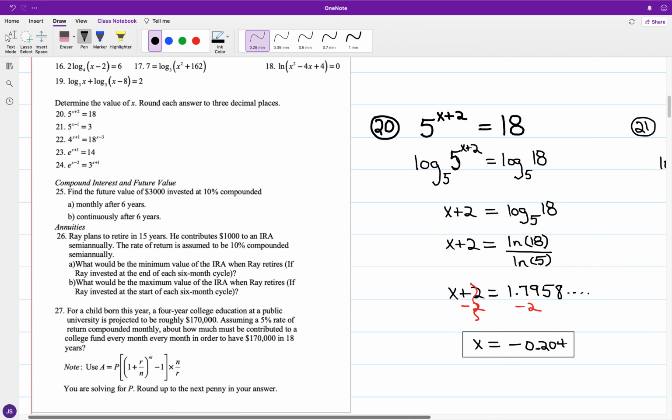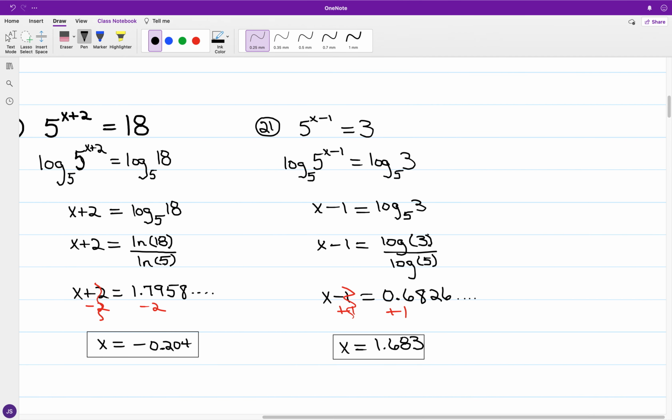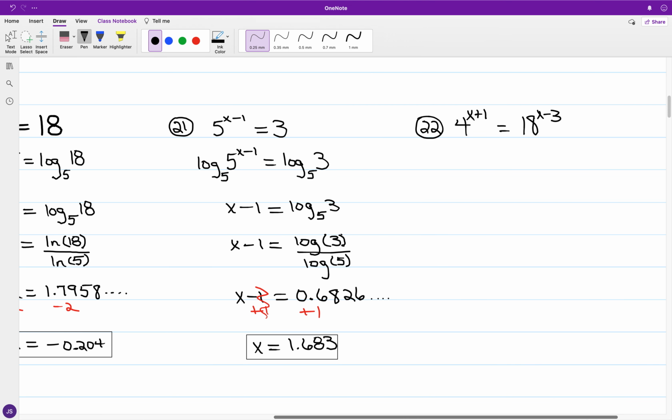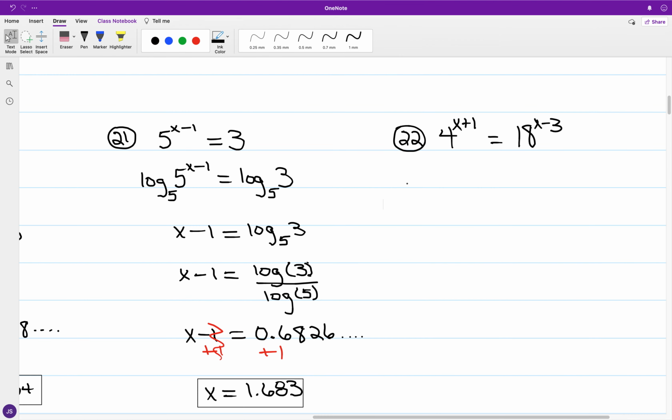So in this particular setup, we have 4 to the x plus 1 equal to 18 raised to the x minus 3. If you have variable exponential expressions on both sides of the equation, you can take either the natural or base 10 logarithm on both sides, and we'll just take the base 10 logarithm again.